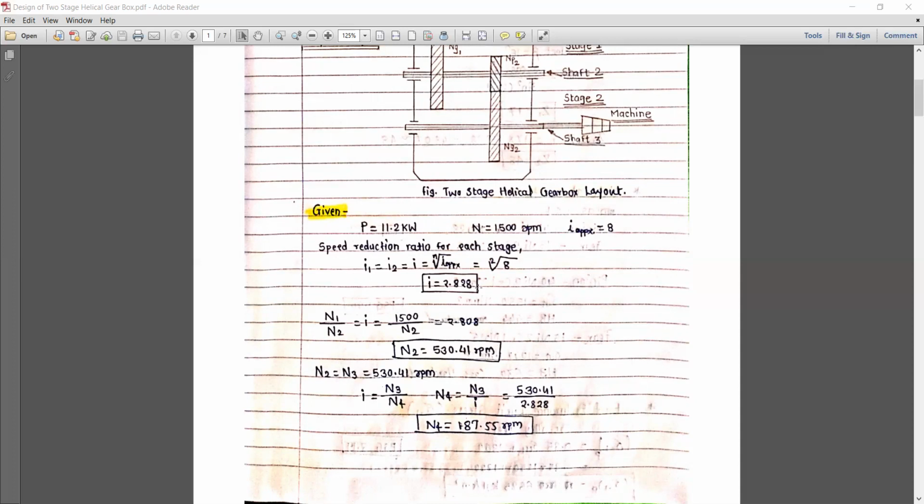Now we need to find the output speed of shaft number 3, that is the final output. So i is equal to N3 divided by N4. N3 is 530.41 and i is equal to 2.828. So N4 is equal to 187.55 rpm. So that much speed we need to provide to the machine.